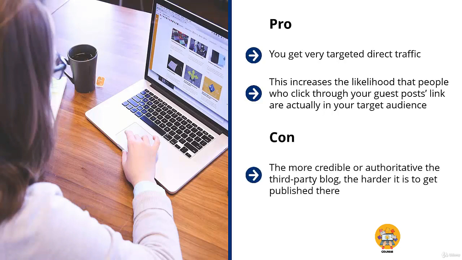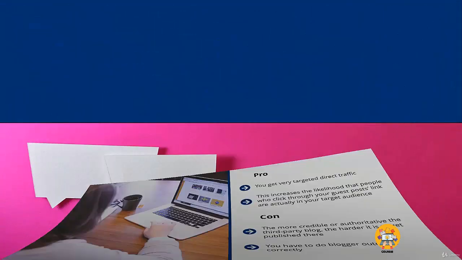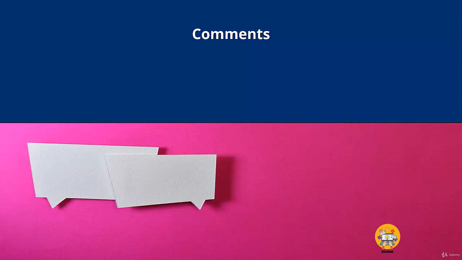Con, the more credible or authoritative the third-party blog, the harder it is to get published there. You have to do blogger outreach correctly. You also have to invest quite a bit of time and effort producing the right content that they would want to publish. Comments. In most blog posts, people can comment.